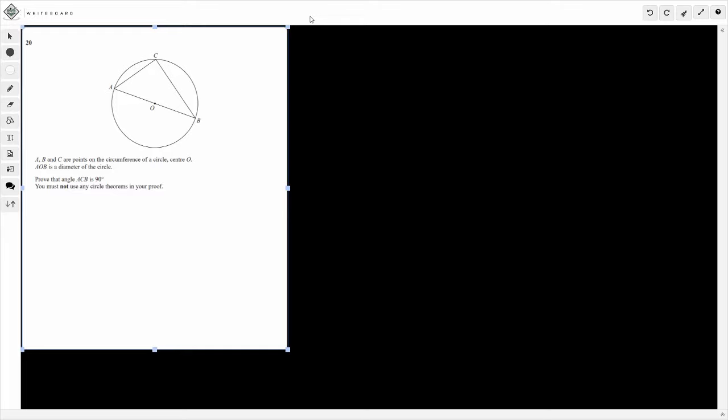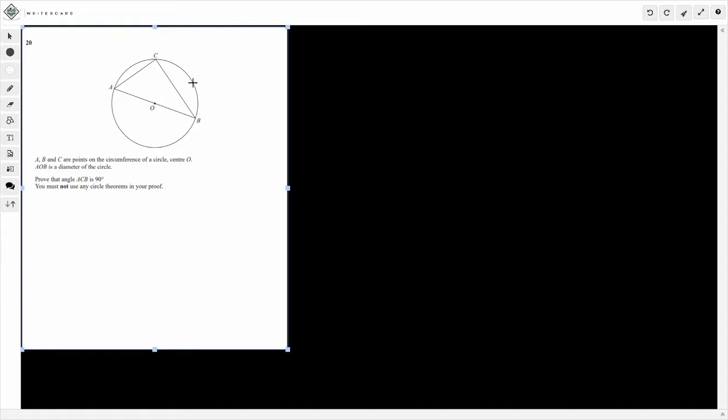Hey guys, so today we're going to tackle another grade 9 GCSE Maths exam question. This is another circle theorem proof, the idea that this angle here, ACB, is a right angle, it's 90 degrees, and we have to prove this. These proofs always follow a very typical pattern.